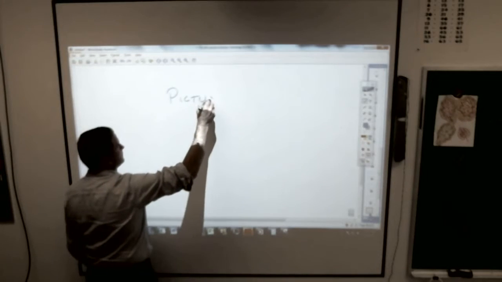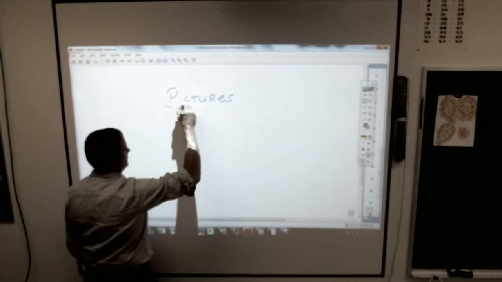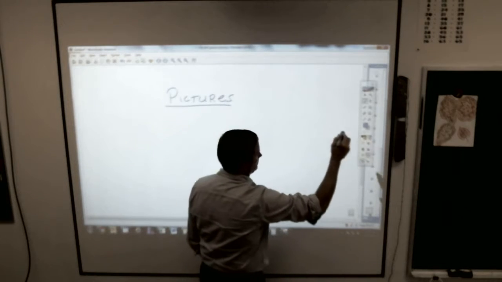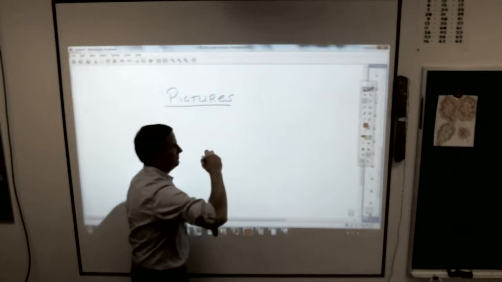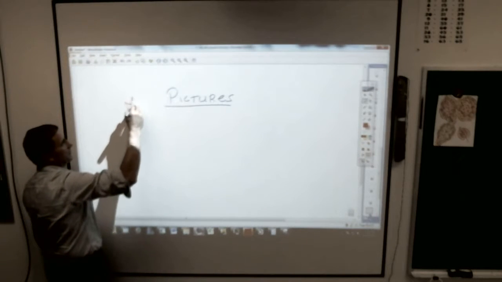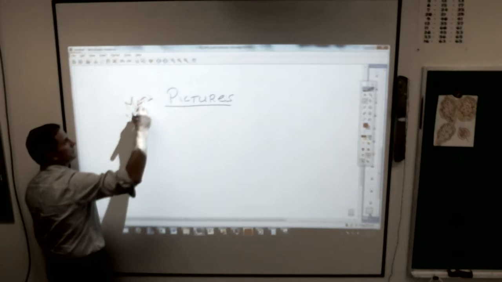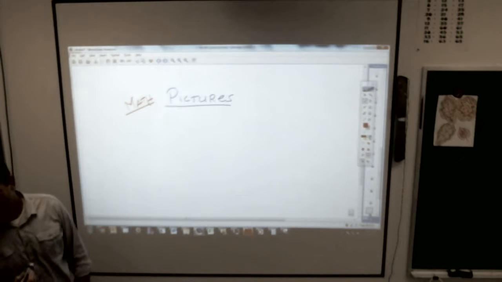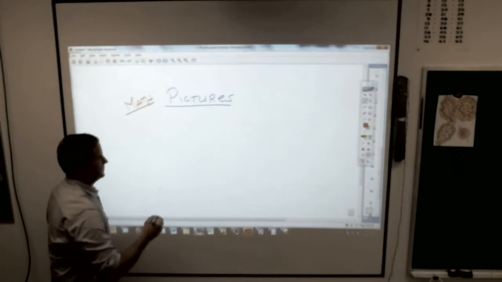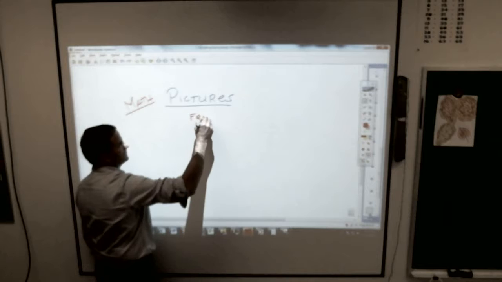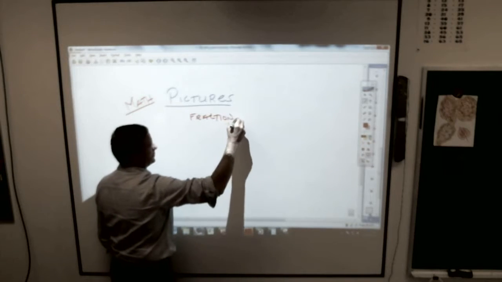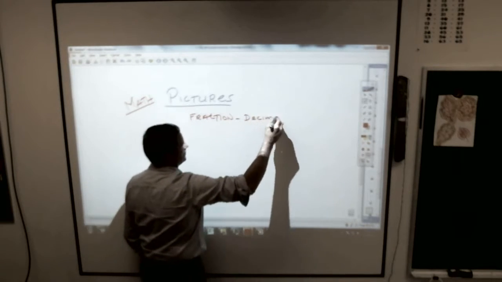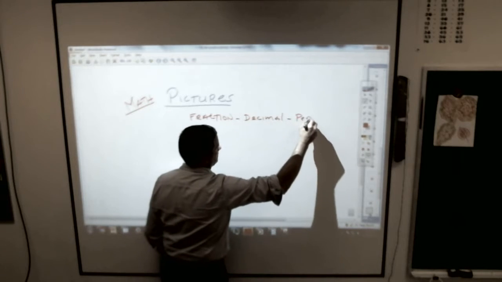On top of this one, let's just write the word pictures. It's not the best title, but maybe it's one that's going to work. Maybe I should call it math pictures. And basically what we're looking at is, the book calls it interpreting pictures of fractions, decimals, and percents. Let's just write fractions, decimals, and percents.